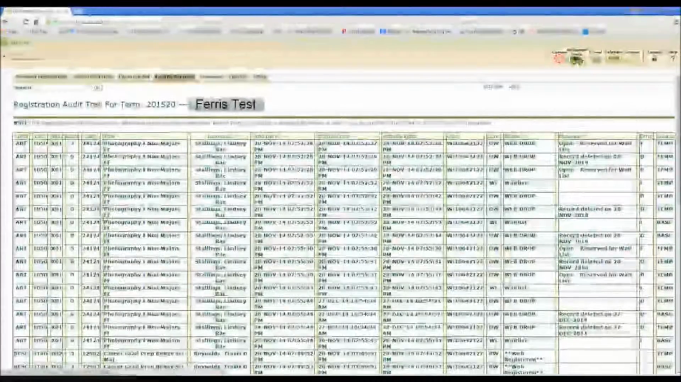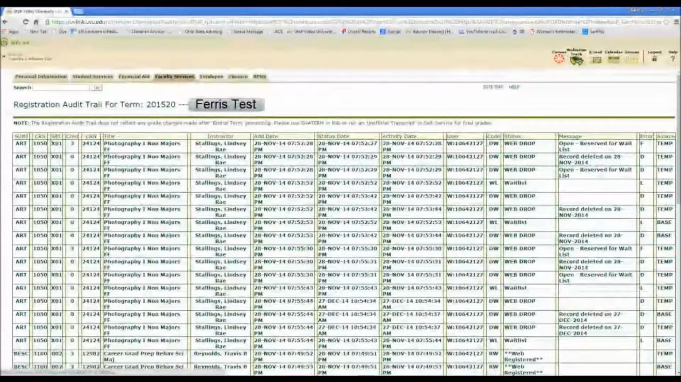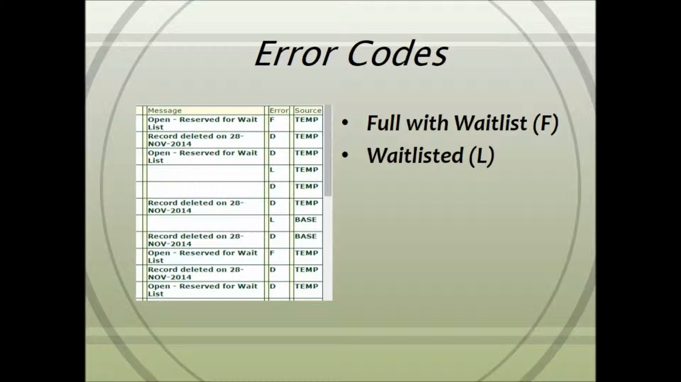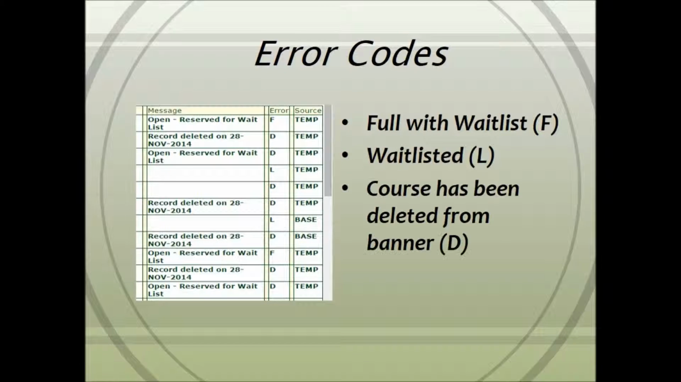You will also see a message once a student drops a class that stated that the record was deleted from the banner system. The next column is the error column. Information will only show in this column if a student attempts to register for a class that is full but has a waitlist, if they have waitlisted for a class, or when the record has been deleted from banner.